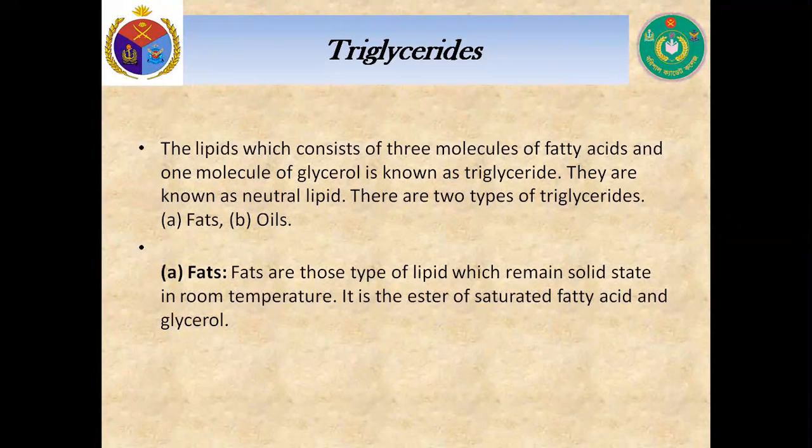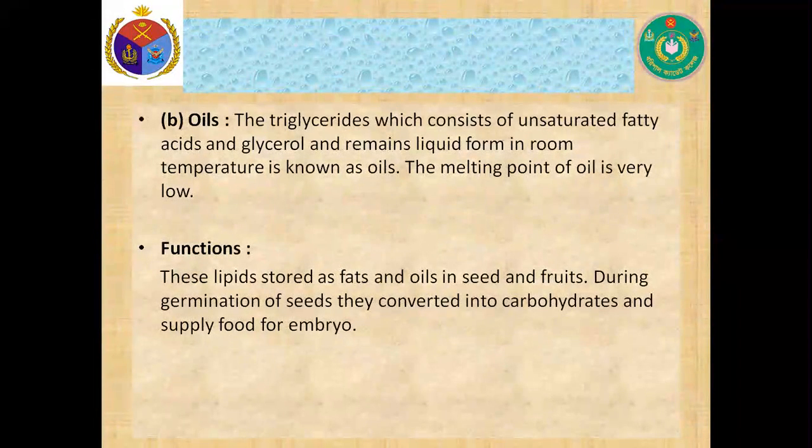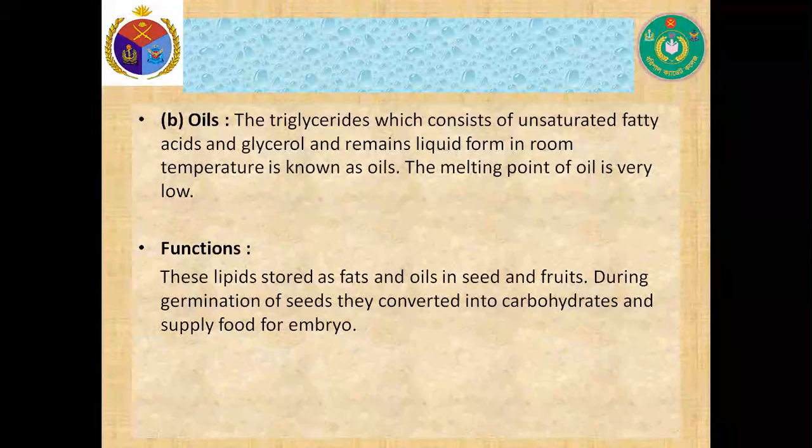There are two types of triglycerides. One is fats and another is oils. Now, fats. Fats are those types of lipid which remain in solid state at room temperature. It is the ester of saturated fatty acid and glycerol. Now oils. The triglycerides which consist of unsaturated fatty acid and glycerol and remain liquid at room temperature are known as oils. The melting point of oil is very low.